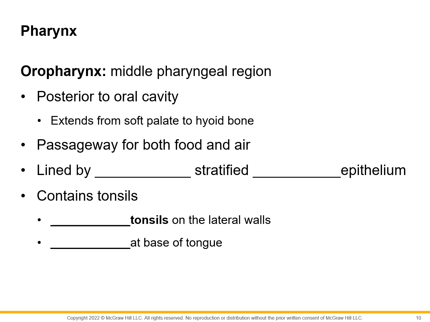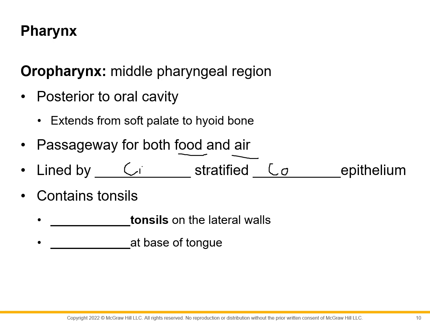The oropharynx is behind the uvula. And this is a common area to both food and air. And this too has a ciliated, pseudostratified columnar epithelium.